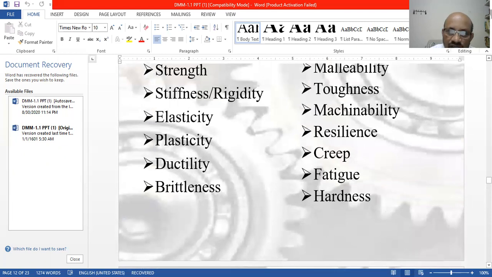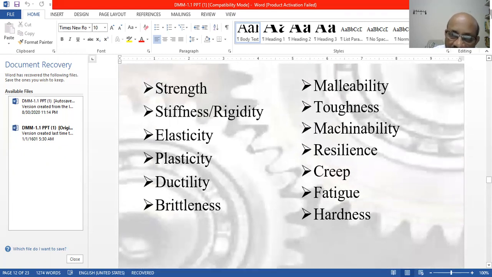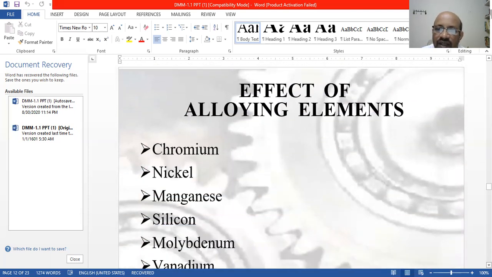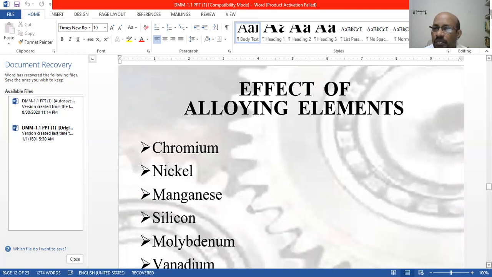So what are the ones again? We will see strength, rigidity or stiffness, elasticity, plasticity, ductility, brittleness, malleability, toughness, machinability, resilience, creep, fatigue, and hardness. All these things will be there. Before designing a product, we have to know the mechanical properties of the system. So that's why we are learning.